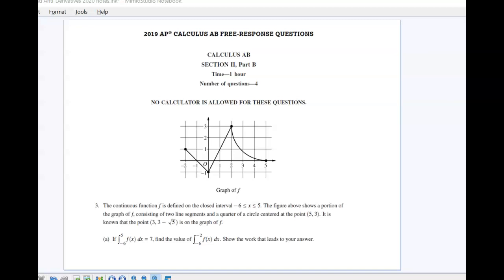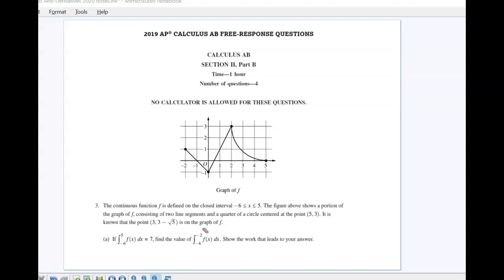Okay, in our next example, we're given some information. We're told that the integral from negative 6 to 5 of the function f is 7. And we're asked to find the integral from negative 6 to negative 2. And unfortunately, there's no graph of that, but I do have enough information to figure this out.